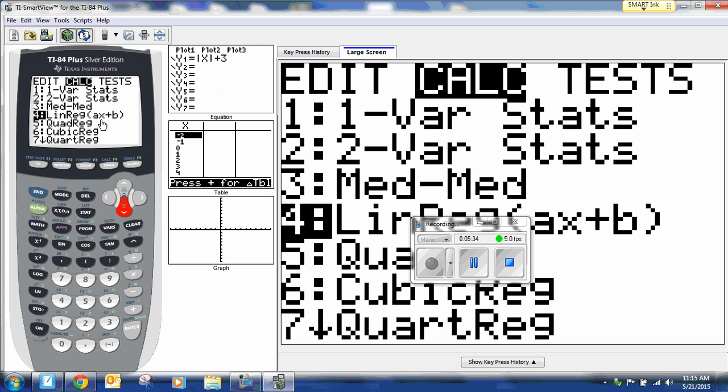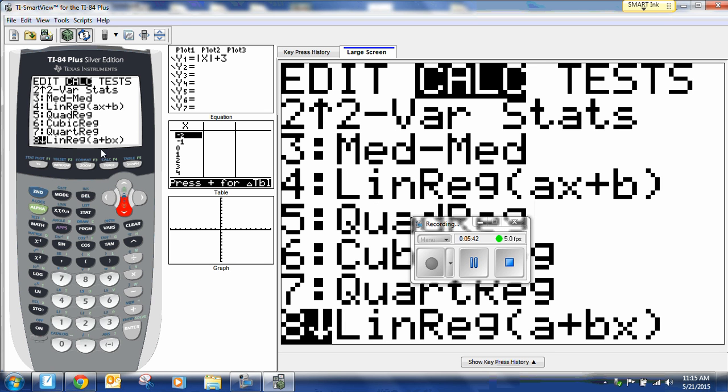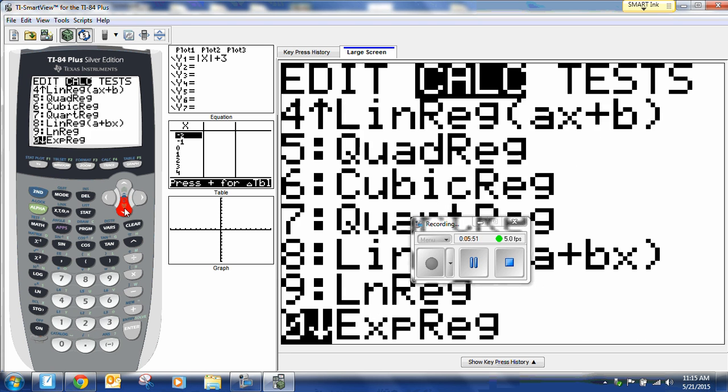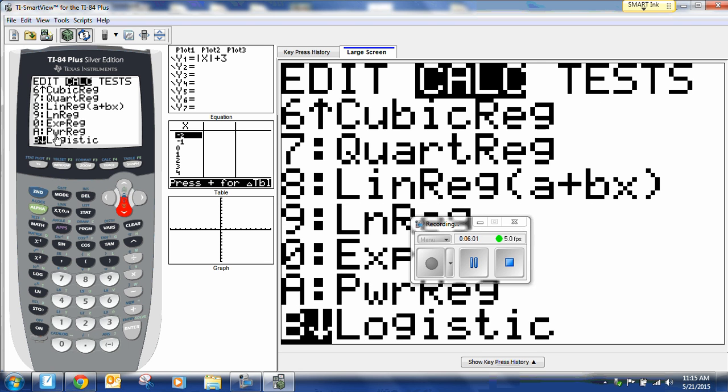Now I wanted to quickly show you the various types of regressions. You have linear regression of the form ax plus b, quadratic regression, cubic, quartic. Linear regression again of the form a plus bx. Honestly, number 4 and number 8 are interchangeable. Ln regression stands for logarithmic regression. That's probably the most confusing because remember ln is natural logarithm. And then of course we have the power regression.